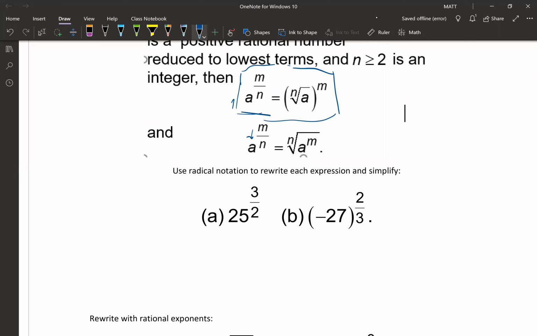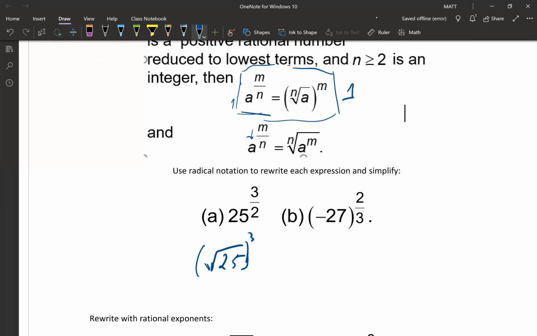So for a, I'm going to use the first rule, rule 1. That means whatever I'm dividing by in my exponent is going to be on the inside, and then I'm going to raise it to the m power. In this case, n is 2 and m is 3, right? So on the inside, I'm going to have a, which is 25, to the nth root, which is 2 in this case, so that's just a square root. And then I'm going to raise that to the third power.